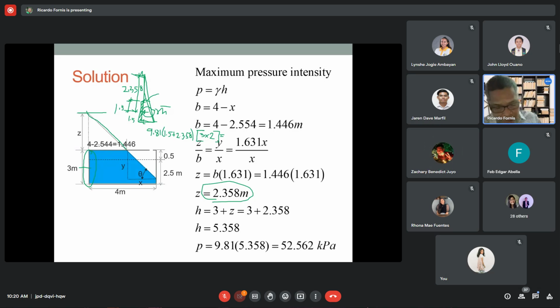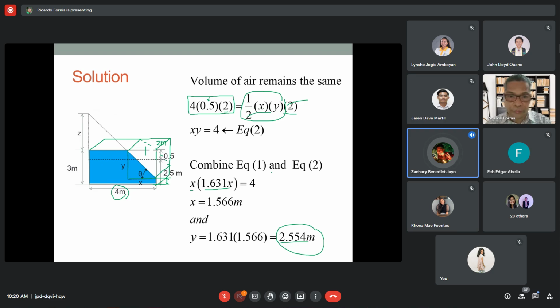Sir, excuse me, can I clarify the computation of B? It should be 4 minus x, but the value used is 2.554, not 1.566. Okay, so the question is about calculating B: it should be 4 minus this x. What we used was this one, but the correct value is 1.556.